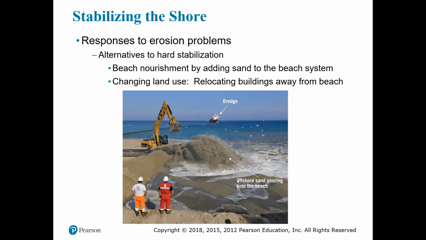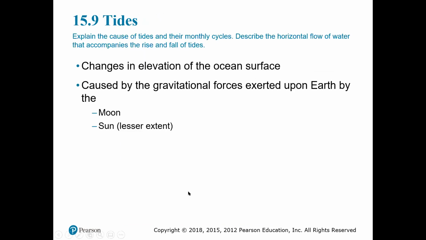Now, the last part we're going to get into in this chapter looks at tides. Tides are daily changes in the elevation of the ocean surface. And so when we were looking at our diagram of the shoreline, we saw that low tide area and high tide area. And these are caused by gravitational forces on the earth due to the moon and the sun.